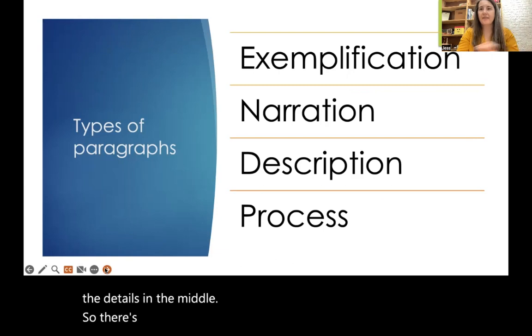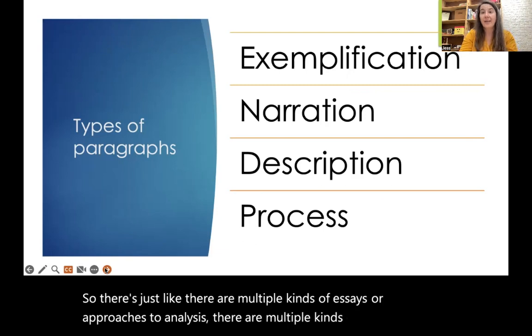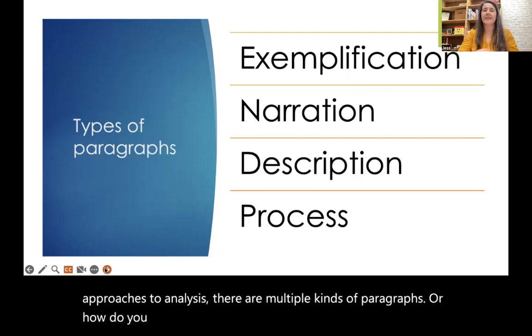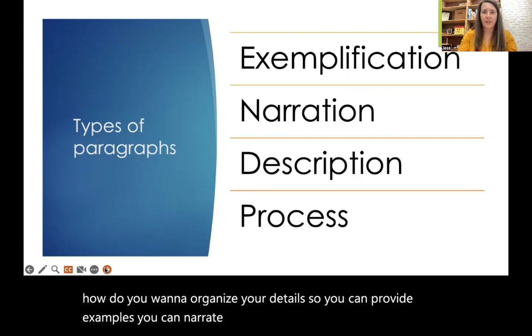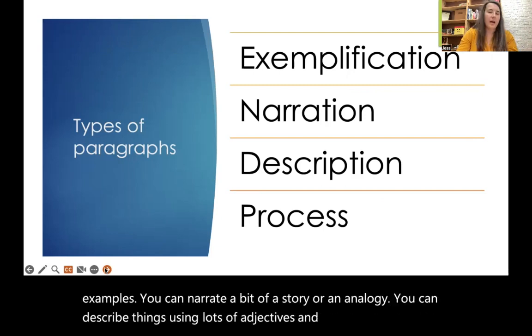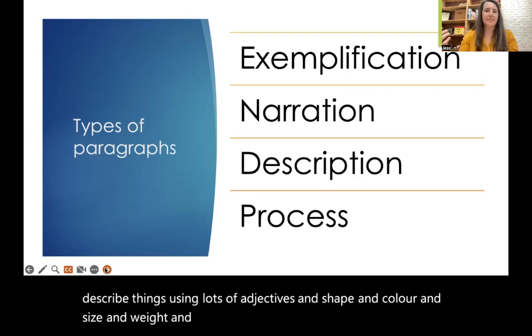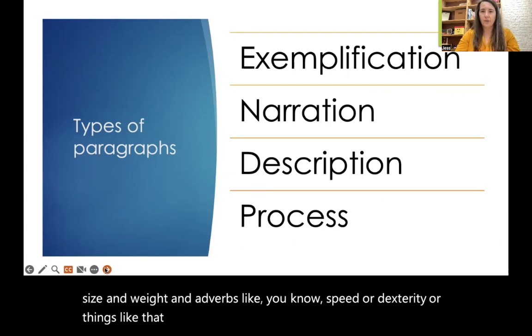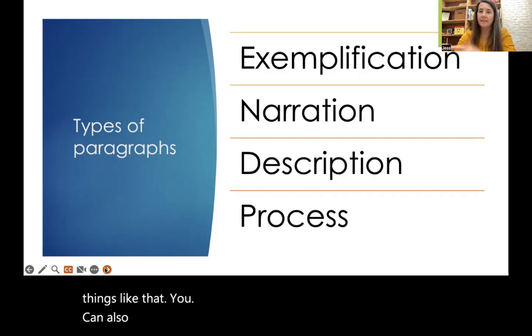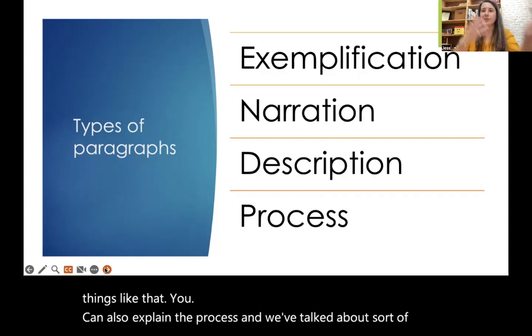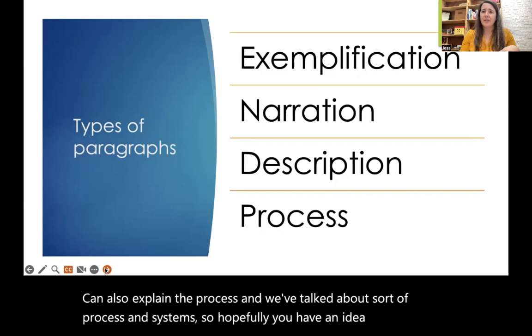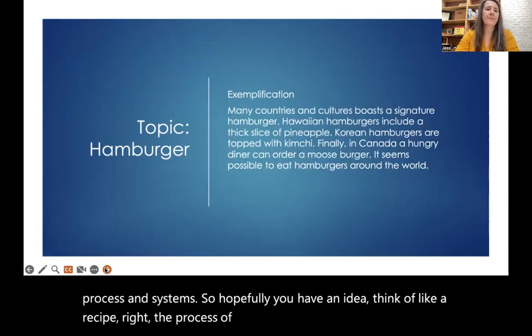So just like there are multiple kinds of essays or approaches to analysis, there are multiple kinds of paragraphs, or how do you want to organize your details? So you can provide examples, you can narrate a bit of a story or an analogy, you can describe things using lots of adjectives and shape and color and size and weight and adverbs like speed or dexterity or things like that. You can also explain the process, and we've talked about sort of process and system. So hopefully you have an idea. Think of like a recipe, right? The process of first, second, third.